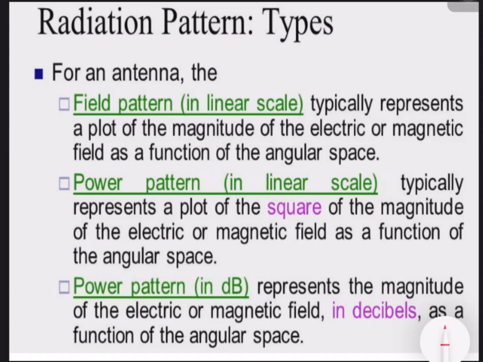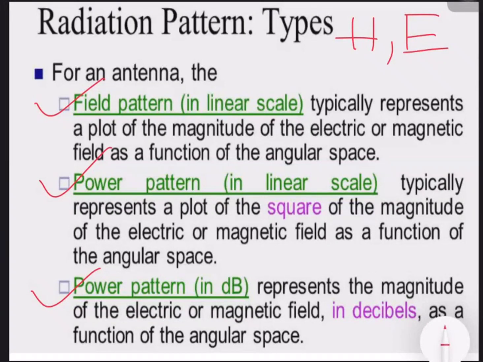There are three different forms of radiation patterns, or types of radiation pattern, for an antenna. They are field pattern, power pattern in linear scale, and power pattern in dB scale. So, what is the field pattern of an antenna? It means, when we obtain the radiation pattern of an antenna, keeping the antenna either in the H field or in the E field, then we call that radiation pattern the field pattern.